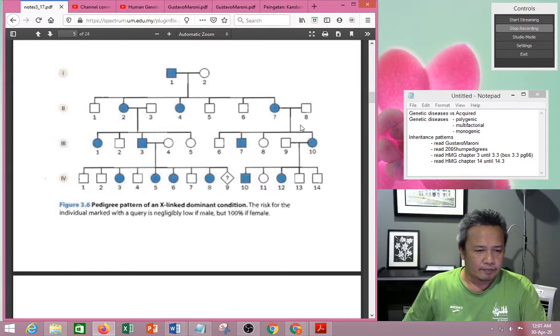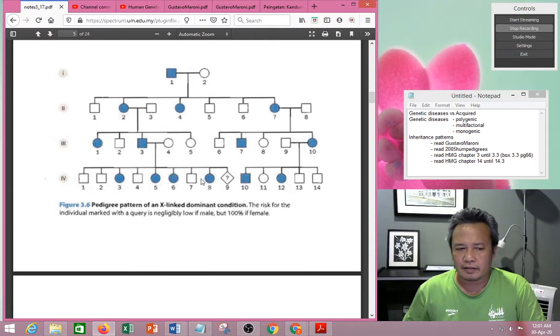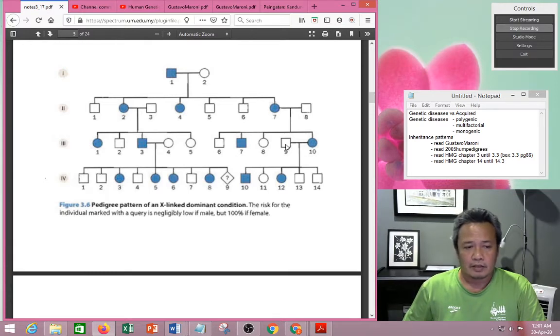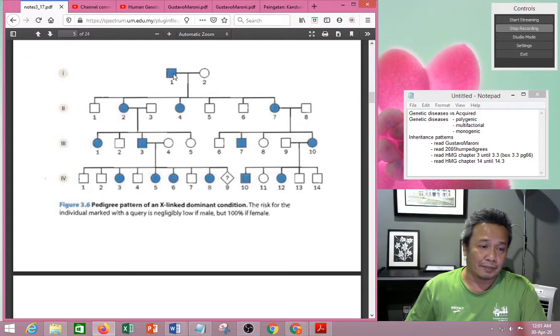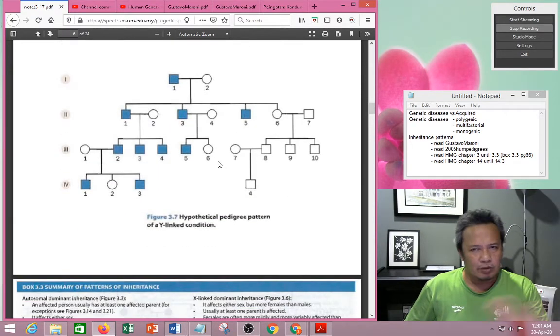Again, look, there's no male to male transmission. A male only goes to female, and from the male, all females will be affected. Do you see that? Why? Because this male has the X that is mutated, and that is the only one that is going to go to the female. So that's why all the females will be affected. You will get used to it once you do the exercise.